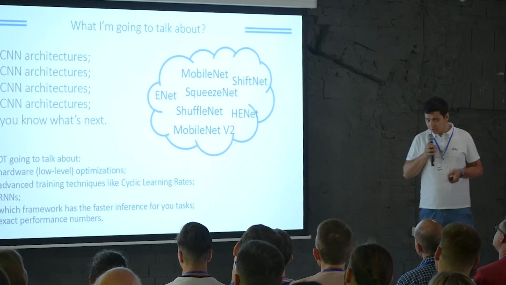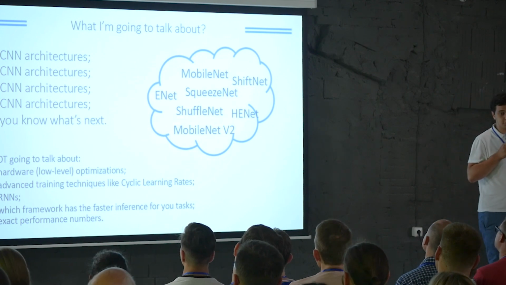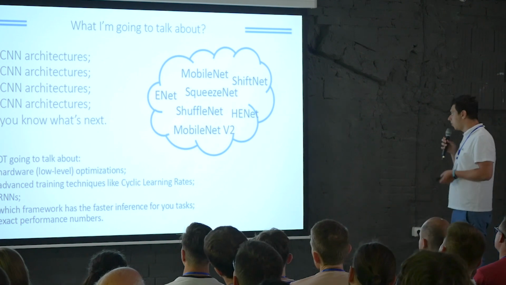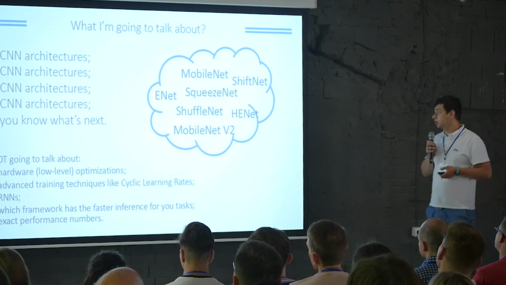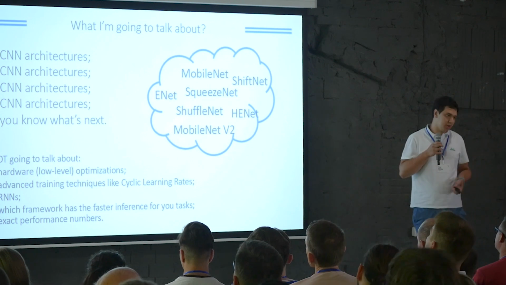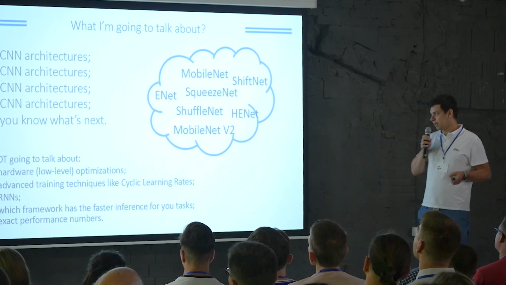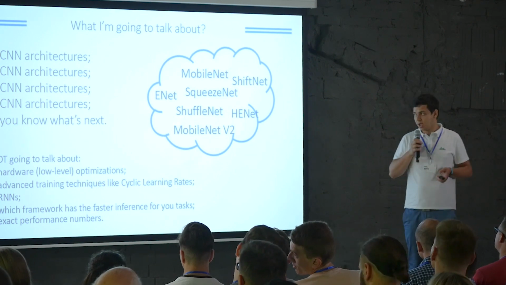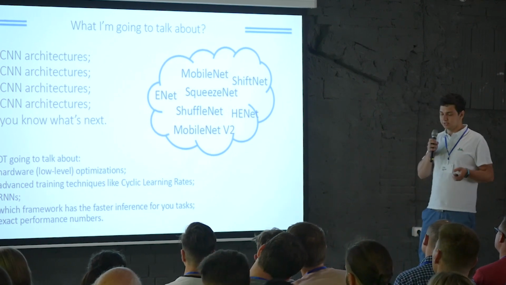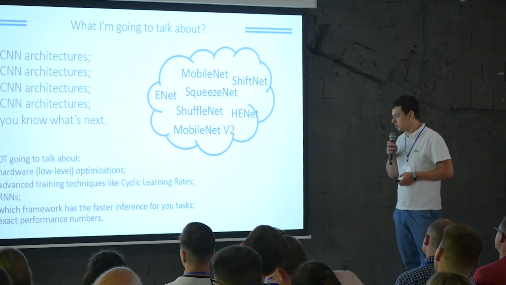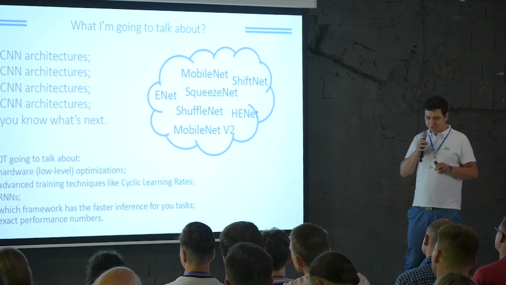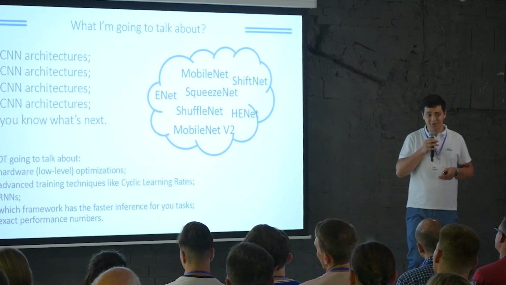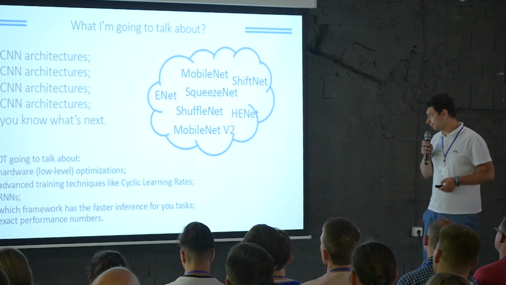So I'm going to talk about different convolutional neural network architectures. It's MobileNet, SqueezeNet, ShiftNet, ShuffleNet, MobileNet version 2, HetNet, ICVC. And I'm not going to talk about some hardware hacks or advanced techniques for training networks. And I don't want to talk about exact numbers because when you put everything to production, everything varies.